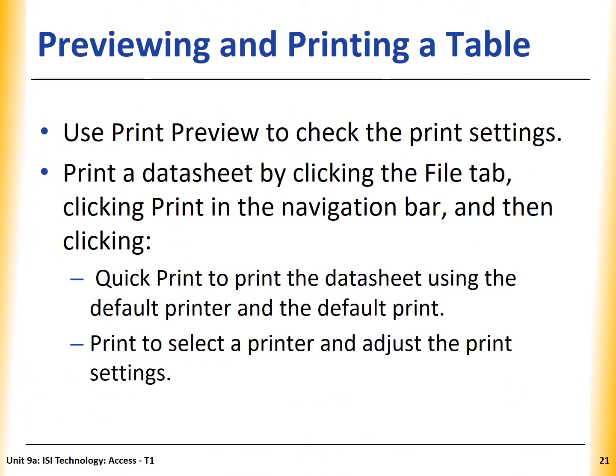Reviewing and printing a table. Use print preview to check the print setting. Print the data sheet by clicking the File tab, clicking Print in the navigation bar, and then clicking Quick Print to print the data sheet using the default printer and the default print setting. Or click Print to select a printer and adjust the print setting.